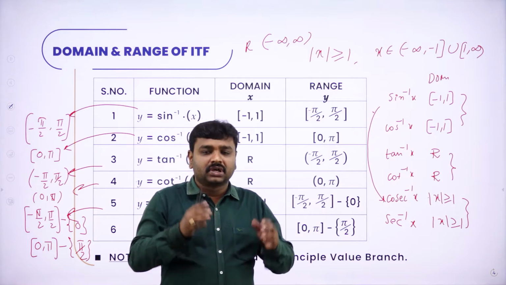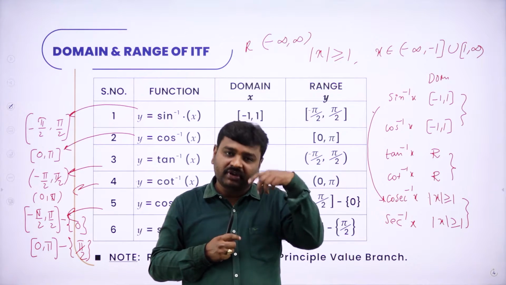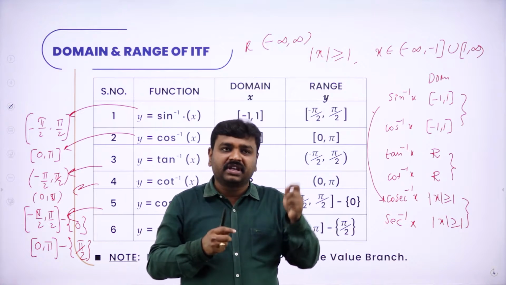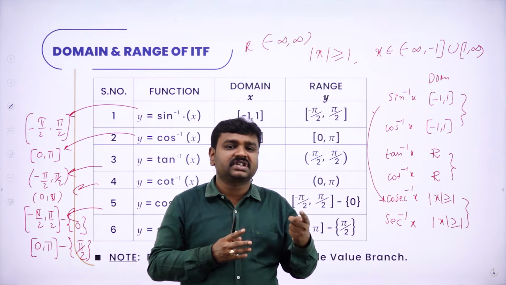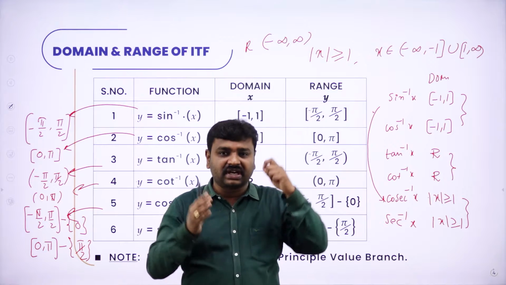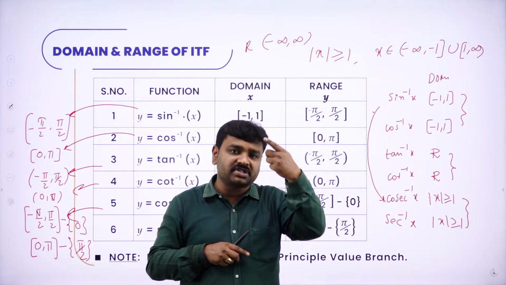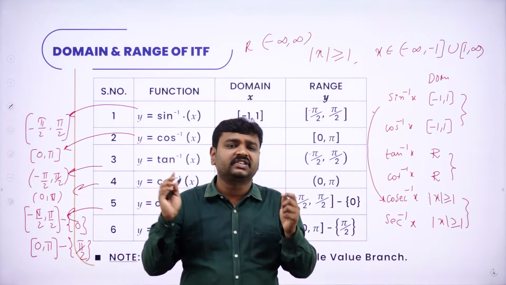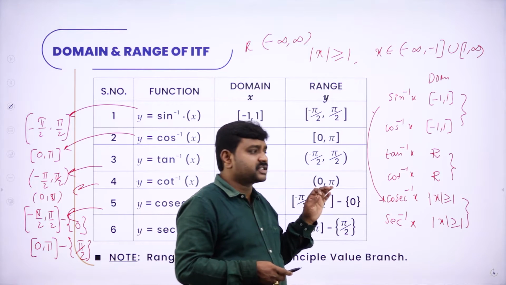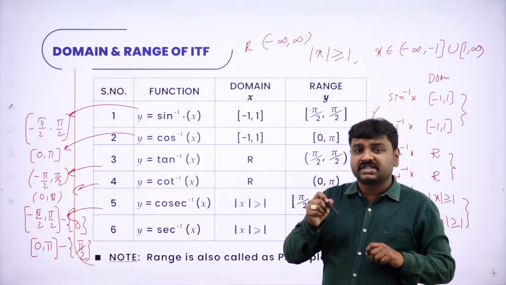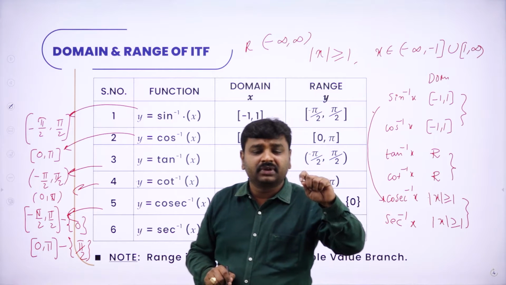What is the range? Closed interval -90 to 90 for sin inverse x, closed interval 0 to pi for cos inverse x, open interval -90 to 90 for tan inverse x, open interval 0 to pi for cot inverse x, and cosecant inverse x is the same as sin inverse x other than 0, remove 0, that is -90 to 90 closed interval except 0. Secant inverse x is the same as cos inverse x, that is 0 to pi, remove 90 degrees from it, because at 90 secant is not defined. Now I'm asking you, before my next session, you should be thorough with this table. If you are thorough with the table, then you can do the problems.